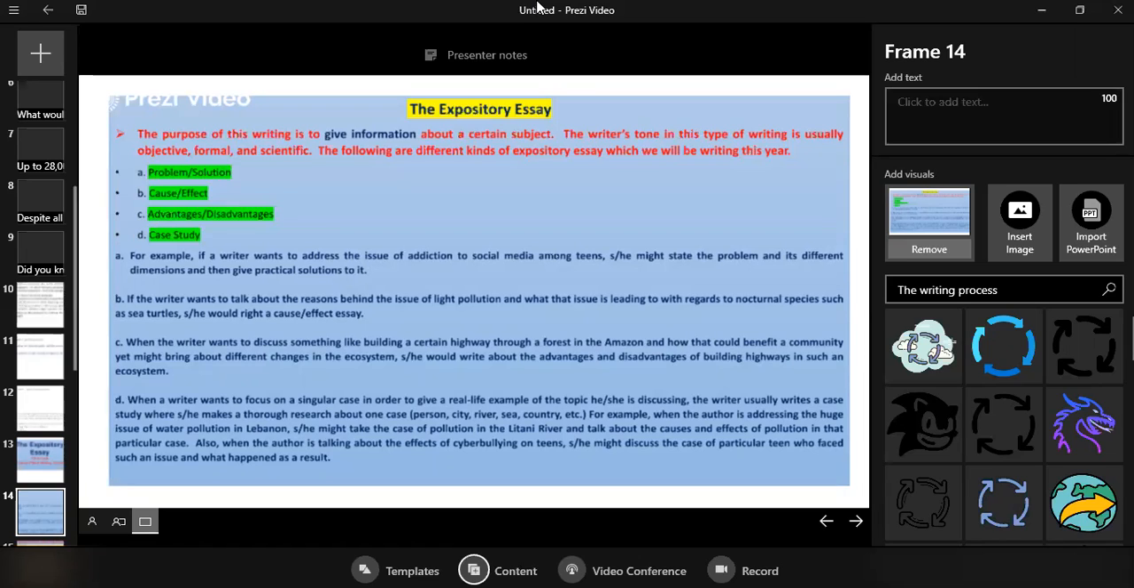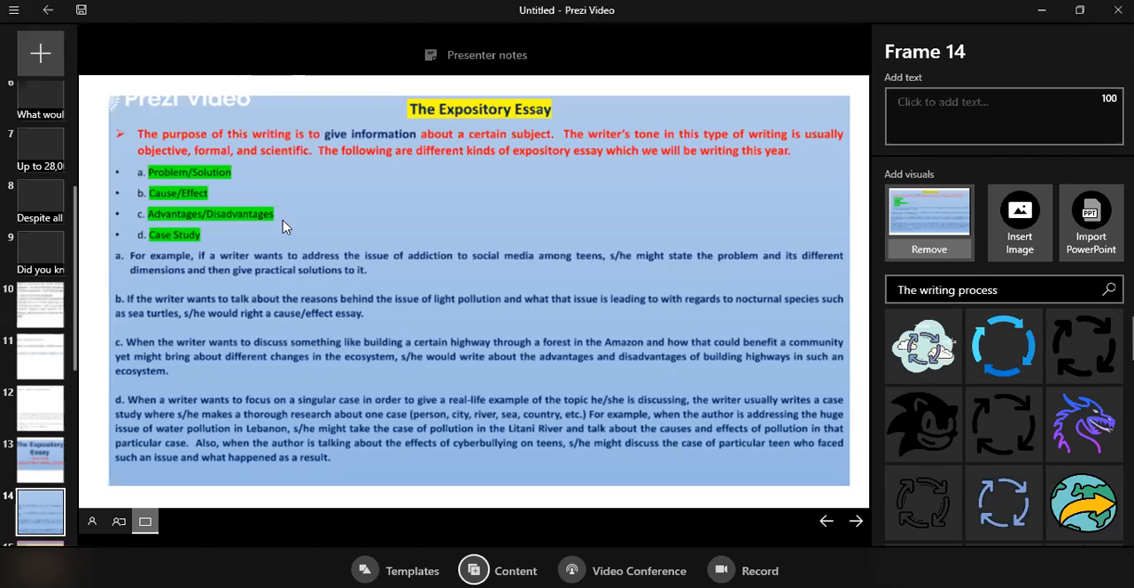How about for B? What does a writer do in a cause-effect essay? Who would like to read? Hadi, can you read, please? Letter B. If a writer wants to talk about the reason behind the issue of light pollution and what the issue is leading to with regards to nocturnal species such as sea turtles, he would write a cause-effect essay. Exactly.